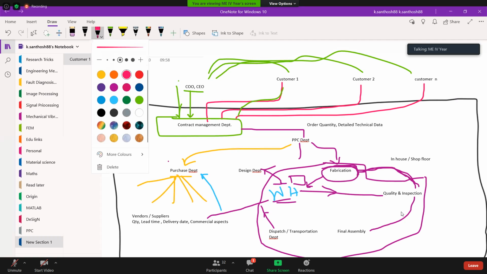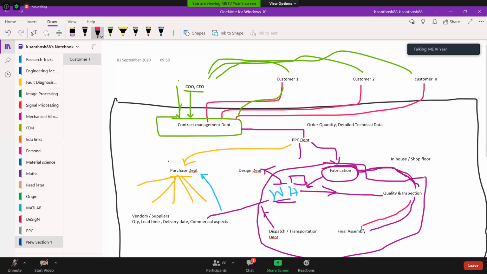So in final assembly, they will start to do assembly. After assembly, they take the material to transportation. Whatever the pallet, if they want to send to foreign countries, they will do different kinds of packing. So center of gravity, everything they will check, because it has to go by sea.